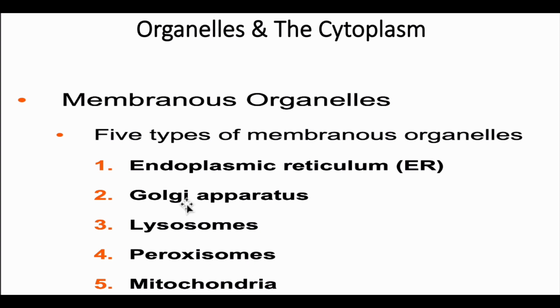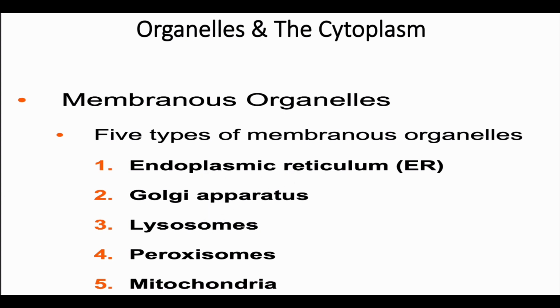All right. Now, what we discussed in the previous slides were the non-membranous organelles. Now we're going to be looking at the membranous organelles. So we're going to be looking at the endoplasmic reticulum, Golgi apparatus, lysosomes, peroxisomes, and the mitochondria. So again, very simplistically, the endoplasmic reticulum could be either rough or smooth.